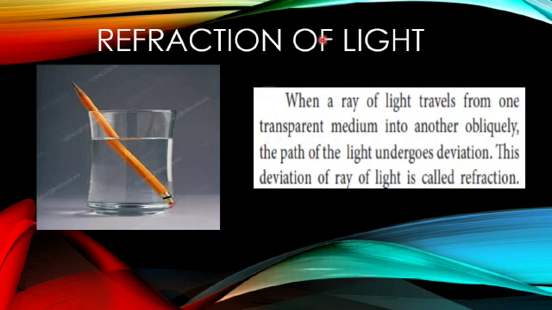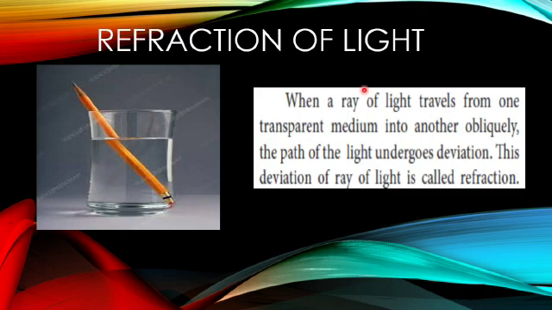Next topic, refraction of light. What is called refraction of light? Refraction is the bending of light as it passes from one transparent substance into another. If a light ray passes from air to glass, the process of bending of light will take place. So, it is called refraction of light. Example, pencil in a glass of water.